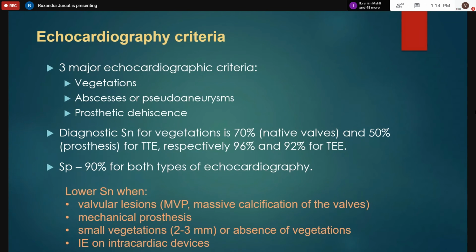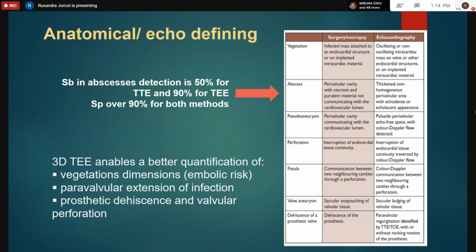Sometimes echo does not see the vegetations, and this might happen if there are a lot of calcifications in the valves, if there is a mechanical prosthesis which might have some artifacts in echo, or if the vegetations are very small.